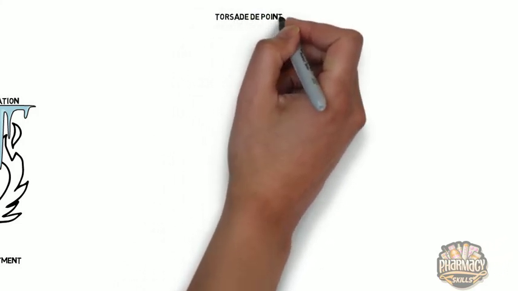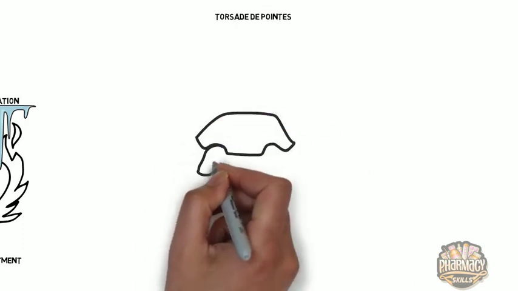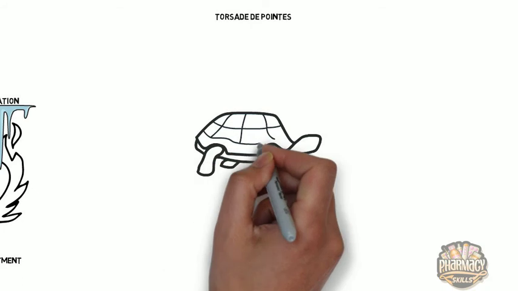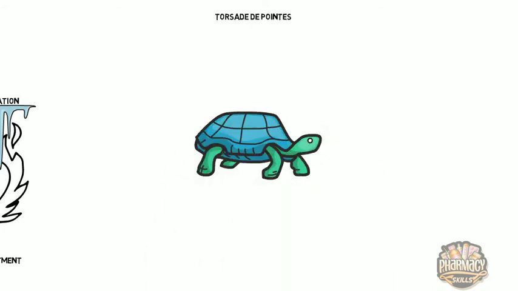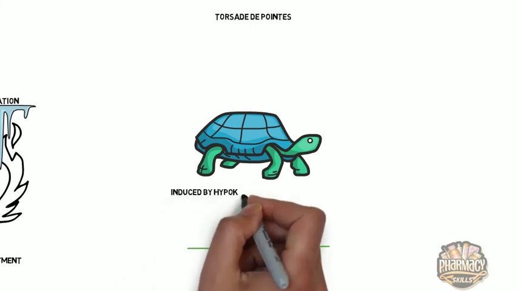The next type of arrhythmia is torsade de pointes. If you have looked at the CNS chapter, you may be familiar with this condition, as there are many drugs that increase QT interval. Torsade is a type of ventricular arrhythmia. On the ECG, it shows a widened QT interval. It can also be induced by hypokalemia and a very slow heartbeat.